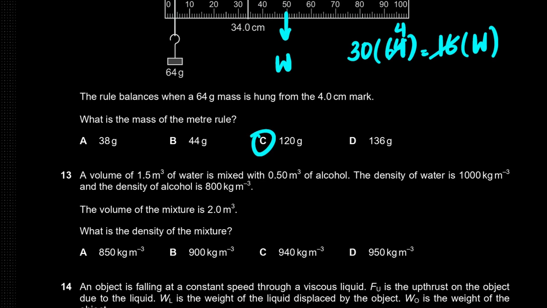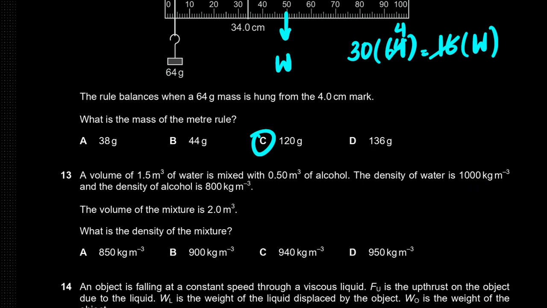A volume of 1.5 meter cube of water is mixed with 0.5 meter cube of alcohol. Density of water is this much, density of alcohol is this much. Volume of the mixture is 2 meter cube. What is the density of the mixture? If you look at this here, you know the volume of the mixture. So the only other thing you need is the mass of this mixture. You can calculate this using the densities given.